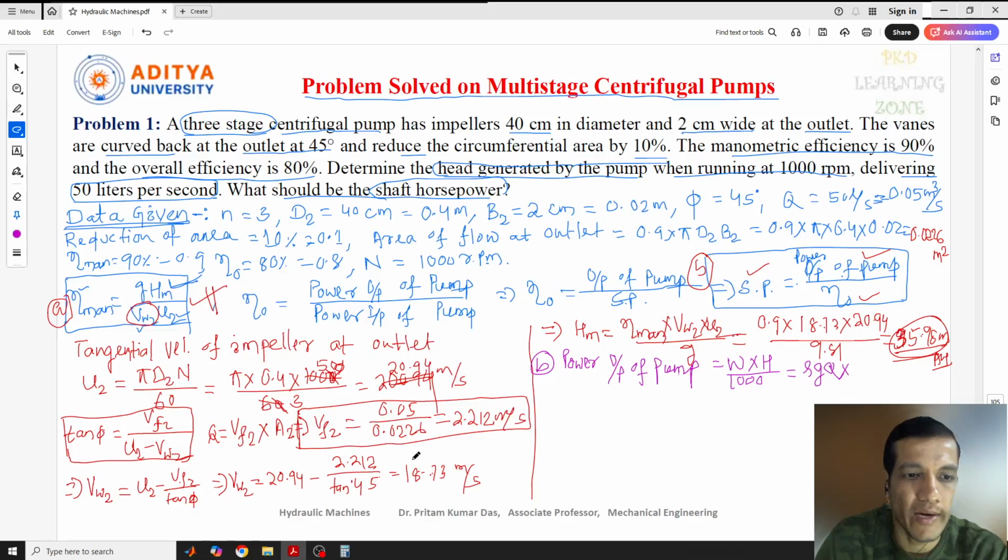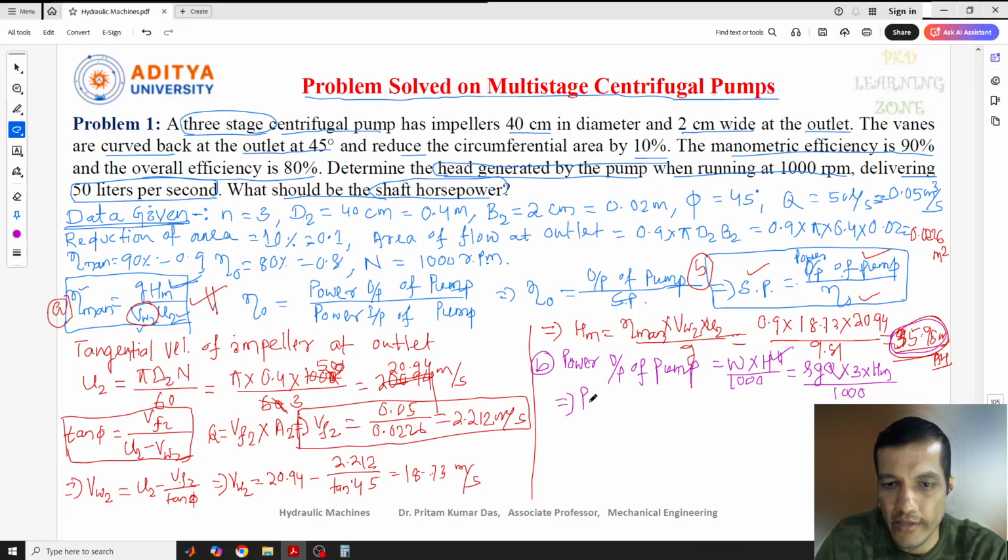Here I have calculated only the manometric head, correct? Now the total head depends on how many pumps are used. If you see, it is a total 3-stage centrifugal pump, that means the number of pumps, the number of stages, is 3. So to calculate this total head, we need 3 into HM on behalf of H, divided by 1000. Then only I can calculate this power.